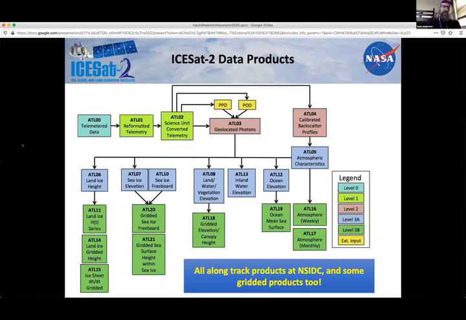The reason we have surface-specific products is that if you're looking for canopy height, you're probably going to handle those photons differently than if you're looking for ice sheet height. If you're looking for sea ice elevation and sea ice freeboard, you'll probably do something different than if you're looking for reservoir heights or river stage. All the along track products are currently at NSIDC, as many of you know, and some of the gridded products as well. We continue to bring more and more of them online as time goes by. Let's go down to the next slide.